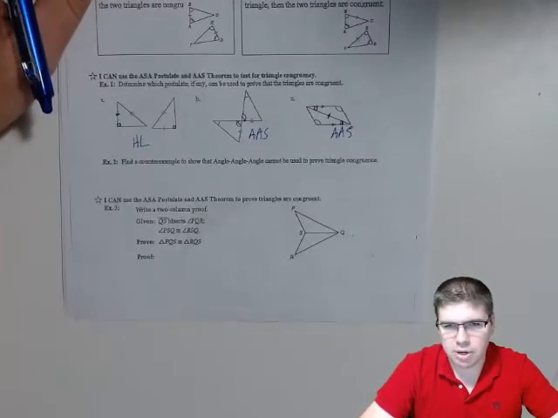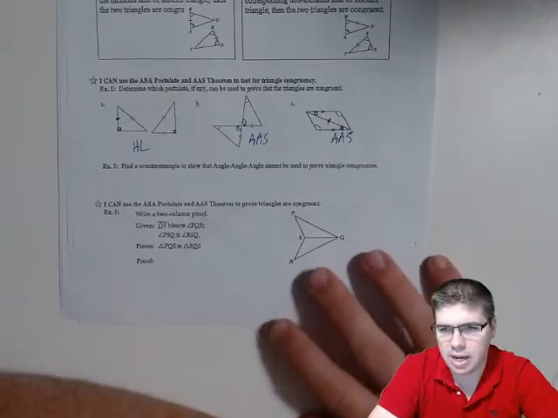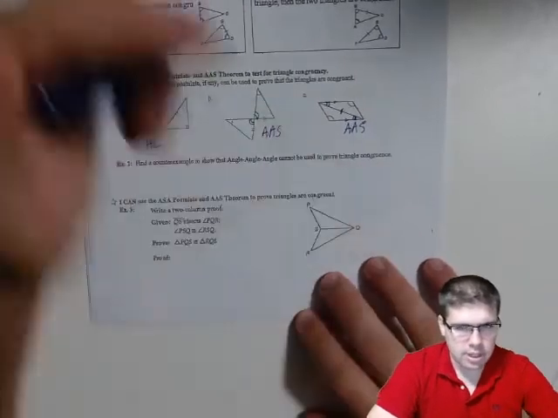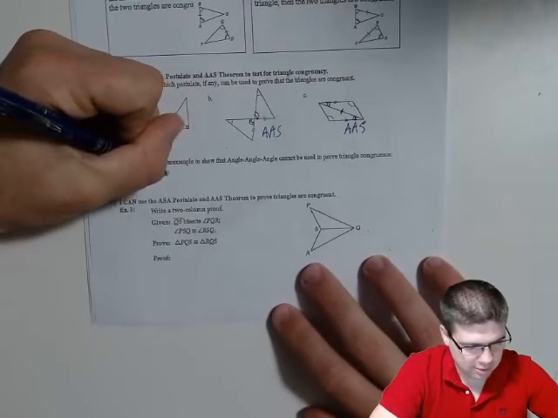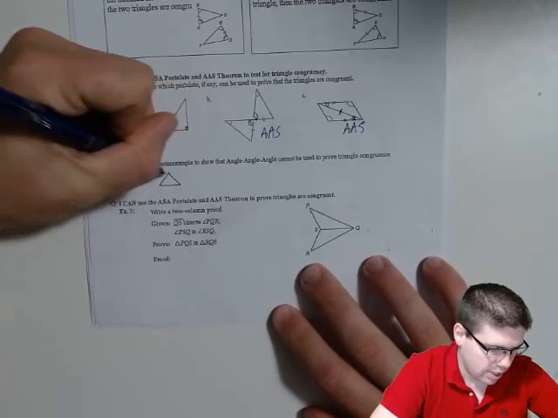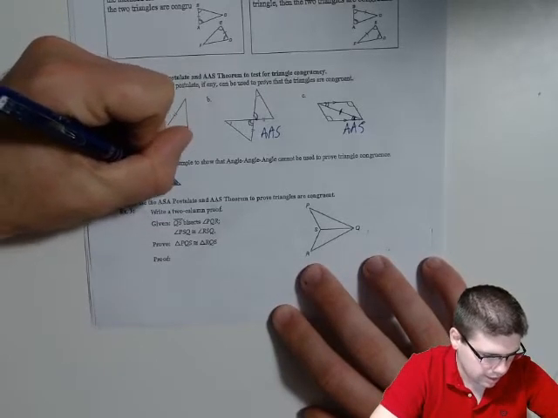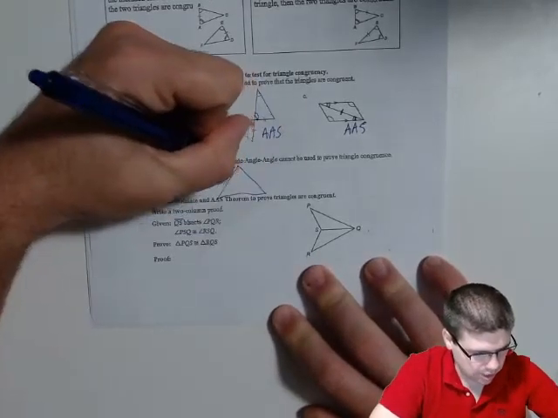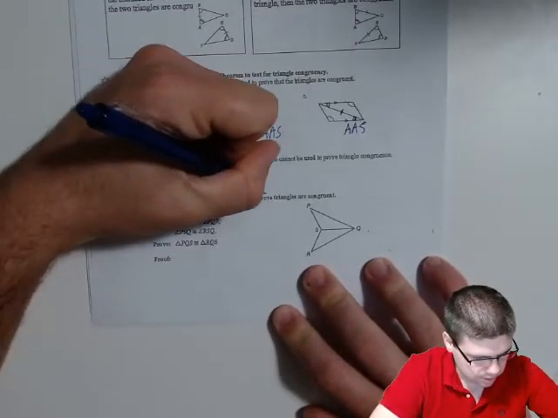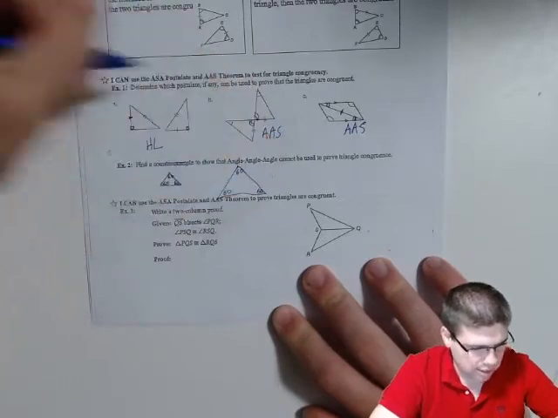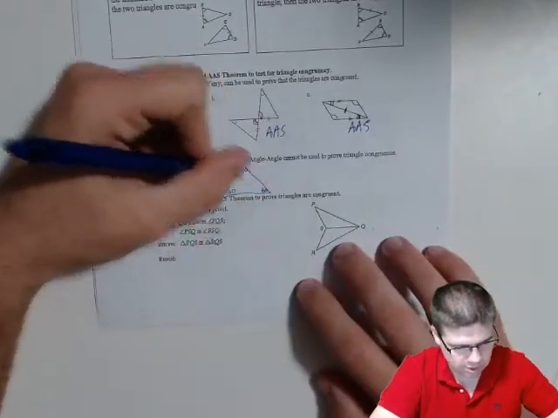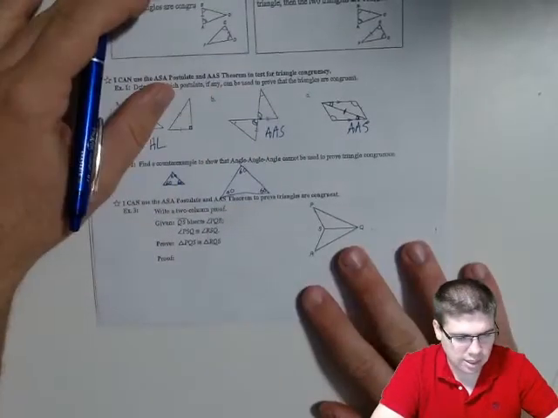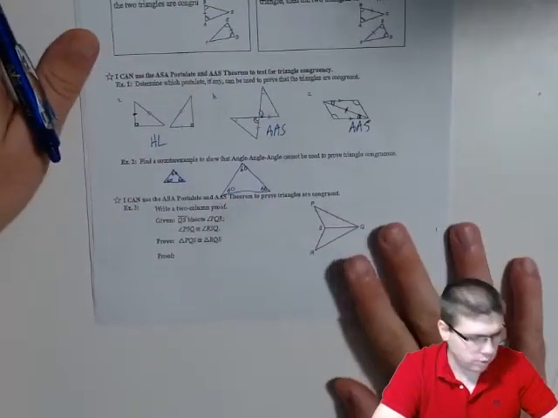So part 2 says find a counterexample to show that angle, angle, angle cannot be used to prove triangle congruence. So if we just think of an equilateral triangle, if I go with a 60, 60, 60, well, there's one. Is that necessarily congruent to this triangle that's 60, 60, 60? So angle, angle, angle. The angles are congruent, but they're totally different sizes. And so that's one thing we can't use angle, angle, angle for.